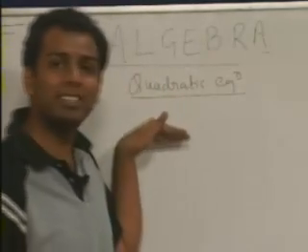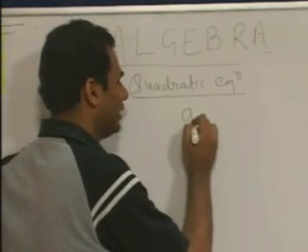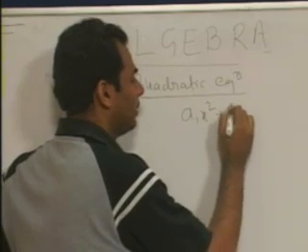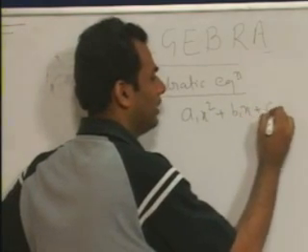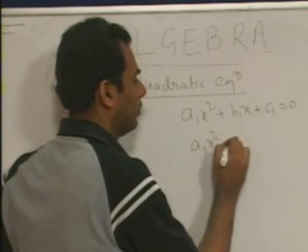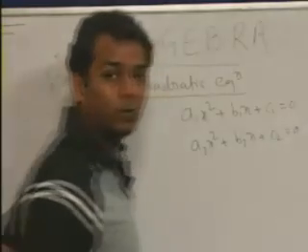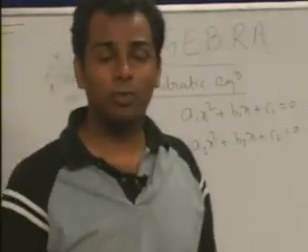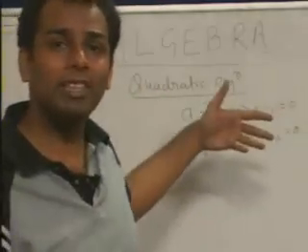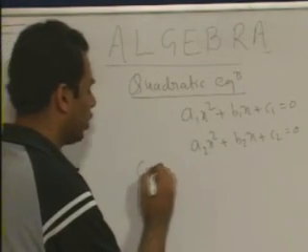One more important concept in the quadratic equation: if there are two quadratic equations, a1x square plus b1x plus c1 is equal to 0, and a2x square plus b2x plus c2 equal to 0, then what should be the condition for one root to be common among these two equations? So we can say the condition for common roots.